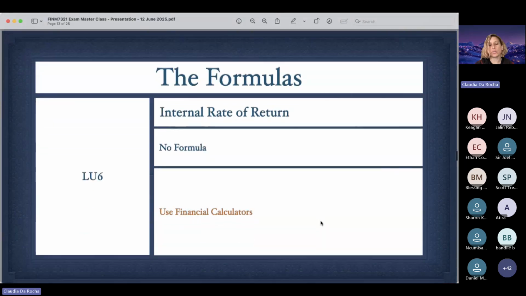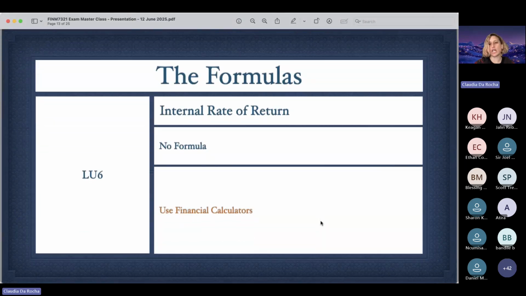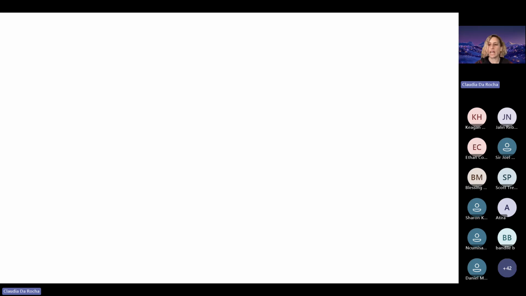Okay, so the internal rate of return. So there is actually a formula in the textbook, but it's more what they call interpolation, where you have to guess a range and calculate. So in my view, that just takes a lot of time in the exam. So the best method is the financial calculator method, which we will run through. And obviously in terms of Learning Unit 6, again, calculating internal rate of return is not a difficult piece. It's more getting you to the cash flows that is really, really difficult.